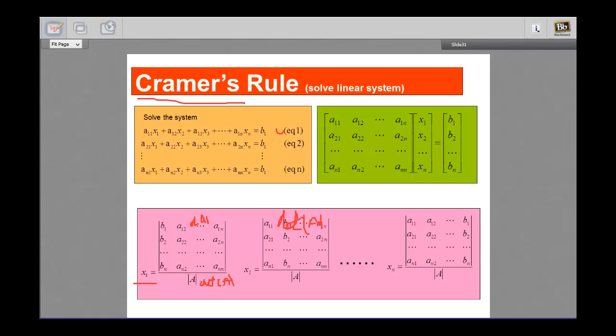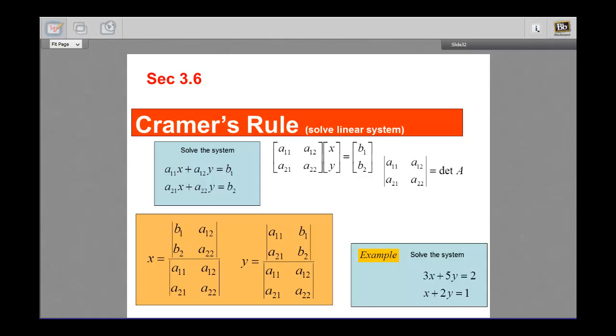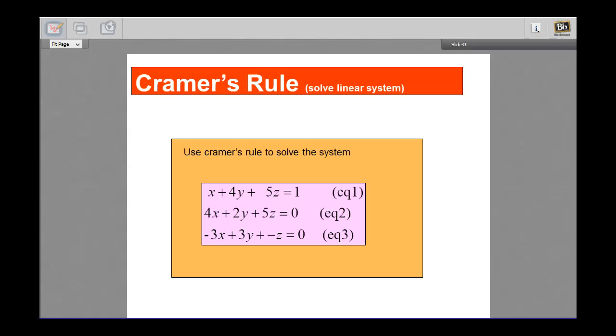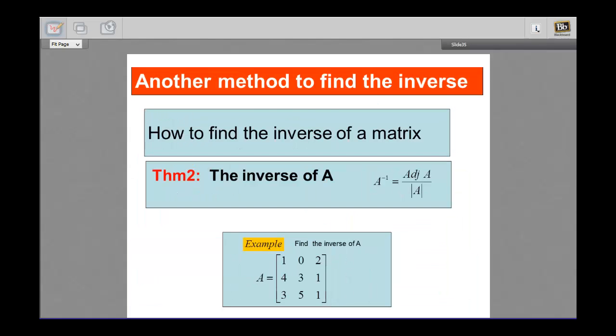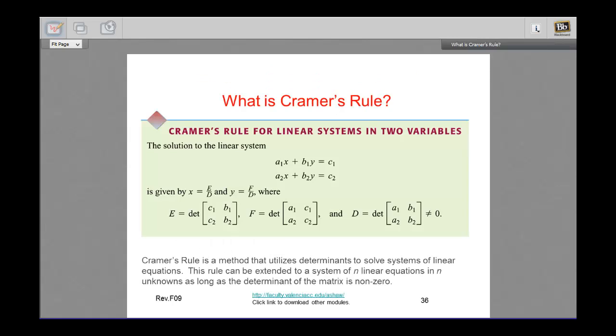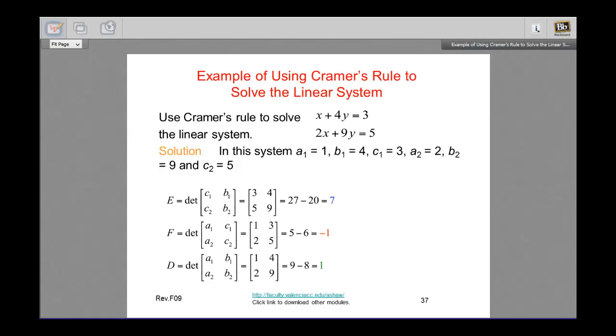Let us take an example of Cramer's rule. Here three equations are given: x plus 4y plus 5z is equal to 1, and equation number 1, equation number 2, equation number 3. We are going to solve. Okay, this slide appears again. So here is Cramer's rule. Let's take an example: there are 2 by 2 equations, equation number 1 and equation number 2. We have to find the values of x and y with the help of Cramer's rule.